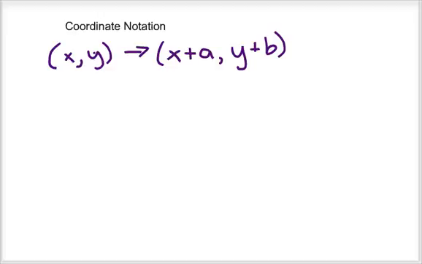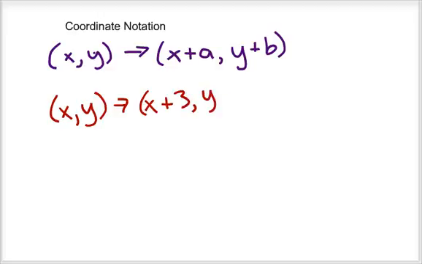For example, if I had a problem that had x comma y, and they were going to change it to x plus 3 and y minus 7, then that's the coordinate notation for that translation. They want you to then figure out how would you draw that figure again. So we want to know how can we say that in words.